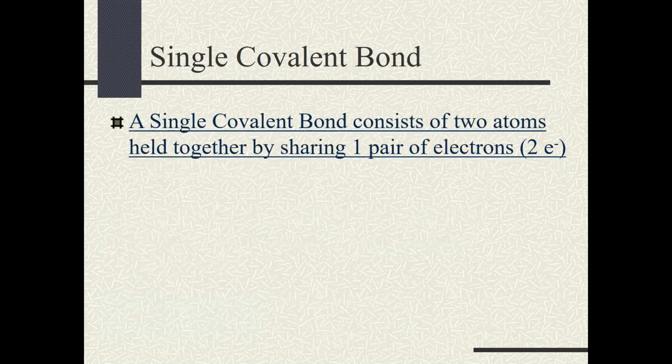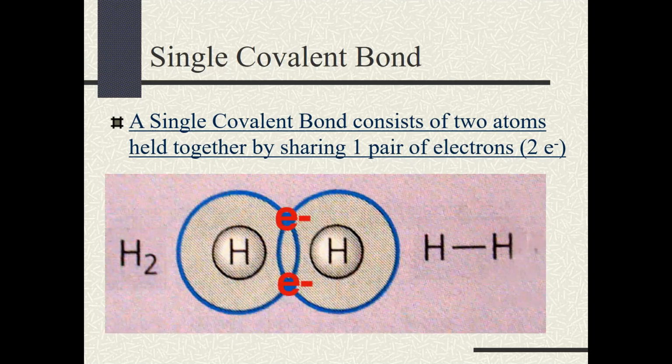All right, there are different types of covalent bonds. The first is a single covalent bond. This is when two atoms are held together by sharing one pair of electrons. They're going to share 2 electrons. So the easiest example is hydrogen gas. Each hydrogen brings to the party 1 electron. That first shell is full with 2, so they're going to share those 2 electrons. Those electrons are going to orbit each nucleus.